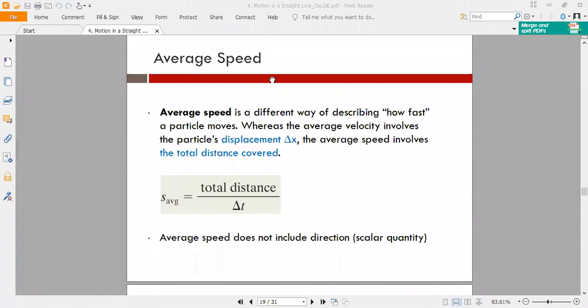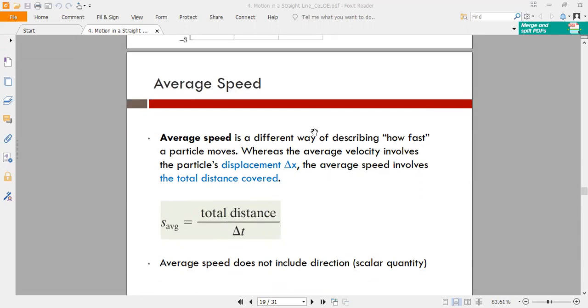Okay, so average speed can describe how fast a particle moves, but what is the difference between displacement and distance? Distance is a scalar, displacement is a vector. So average velocity is the change in displacement over time, but in average speed, we have total distance over time, and average speed is a scalar quantity.